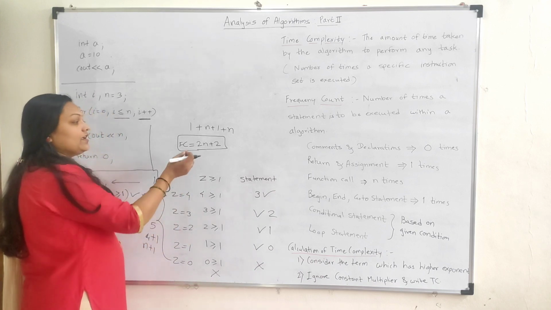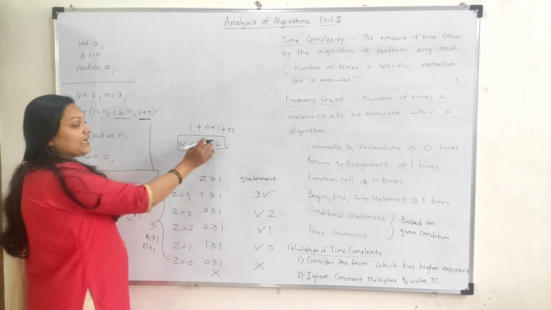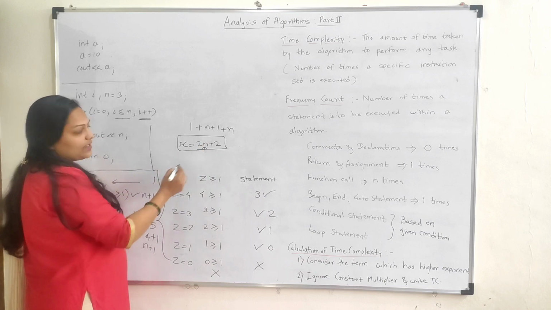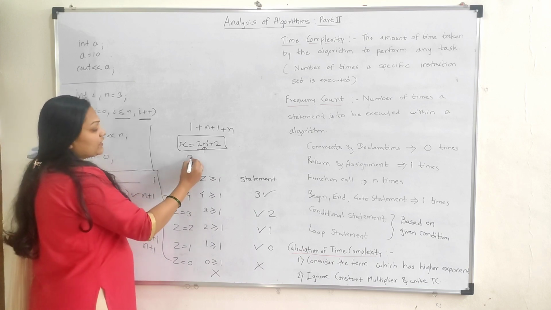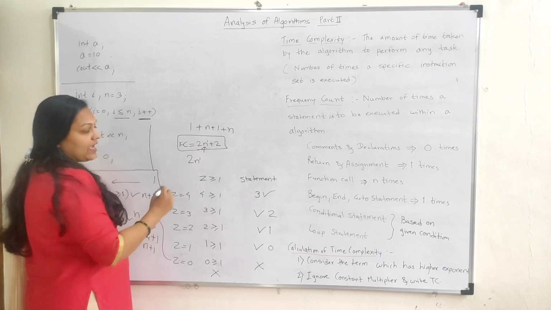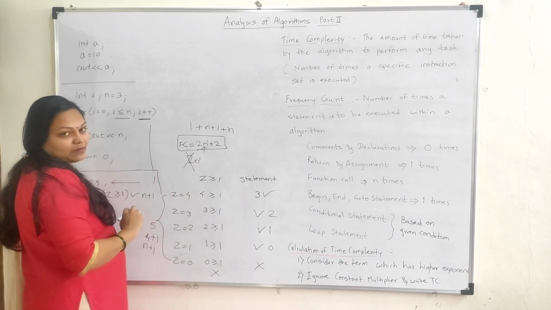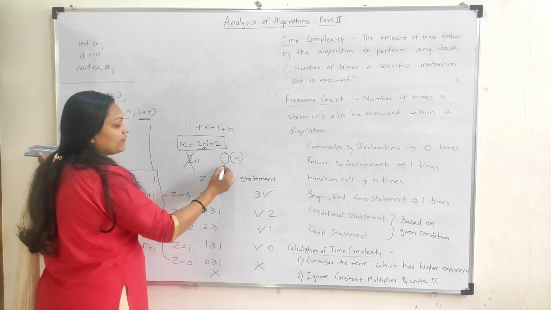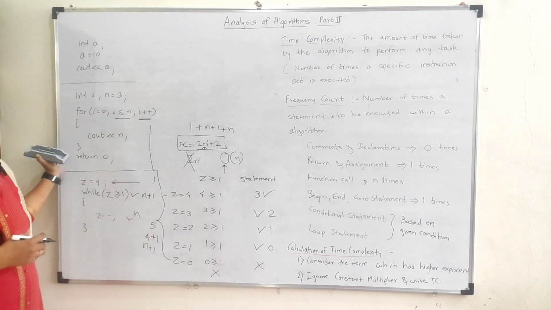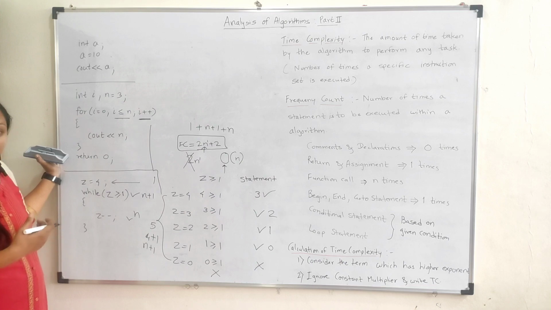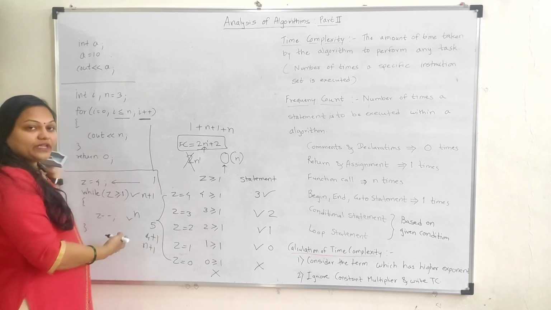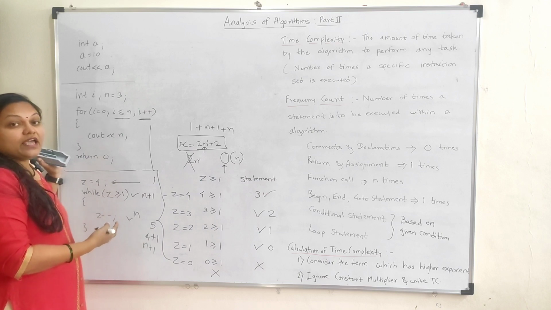So what do we need to consider? We need to consider the term having the highest exponent. So here the term having the highest exponent is n, with exponent 1. We'll consider that term only, and we need to ignore constant multipliers. Then we can write it like this: big O of n. Why do we require big O of n? Because big O is used for representing the worst case time complexity. Worst case means the maximum time, how many times each and every statement will execute.